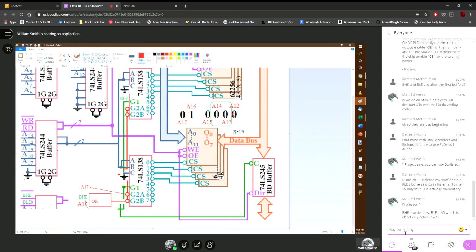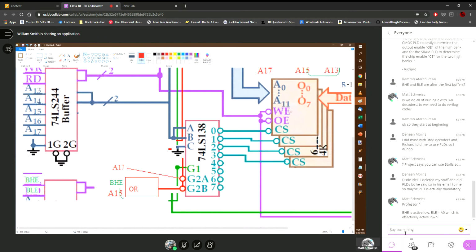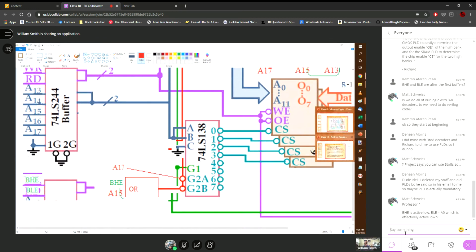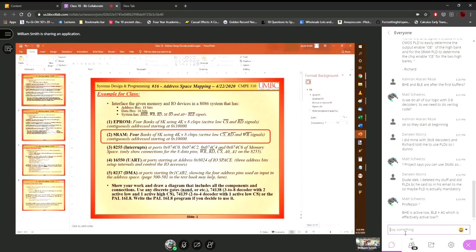Because that one says 4000. I see the EEPROM starting address range. I don't see where it says I changed that a little bit. So sorry. Okay, so here's what I'm doing. I've got a modified thing from what I handed out. So I'm doing number 2. I'm doing an SRAM that's 4 banks of 8K using 4K by 8 chips. And it's contiguously addressed starting at 1000. So I've got a different one. I changed it from what I handed out to you guys.